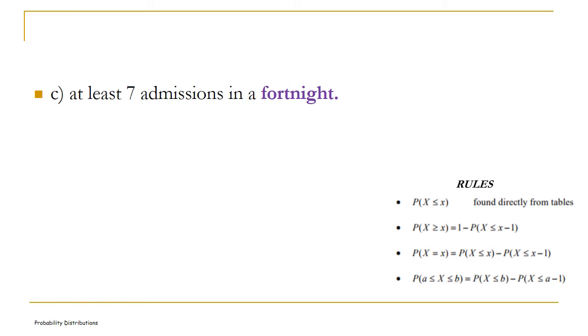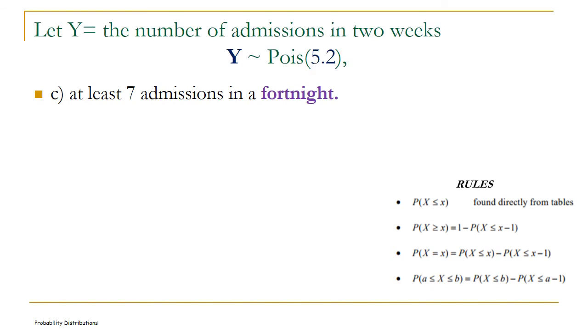Then we have at least 7 admissions in a fortnight. Fortnight means 2 weeks. Now I have to keep in mind that the time is changing over here. The mean rate that was given to us in the question was for 1 week. And now the question is talking about admissions happening in a fortnight. So I will have to introduce a new variable which is the number of admissions happening in 2 weeks. I will call it y. You can use any letter you like. I have to write down the notation. The notation is important and it will hold marks.